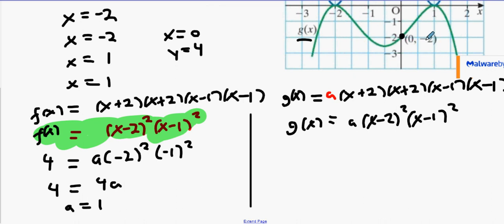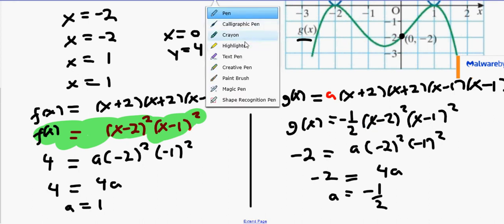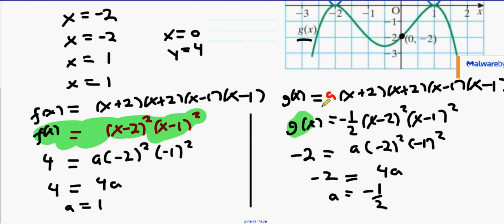What points on g of x? 0, minus 2. Put a minus 2 here, and then replace the x value with 0. And you're going to get 4a equals minus 2. And what does that say about a? Minus a half. Okay. Therefore, what's the formula for g of x? Minus a half, x minus 2 squared, x minus 1 squared. And that's the formula for g of x done.